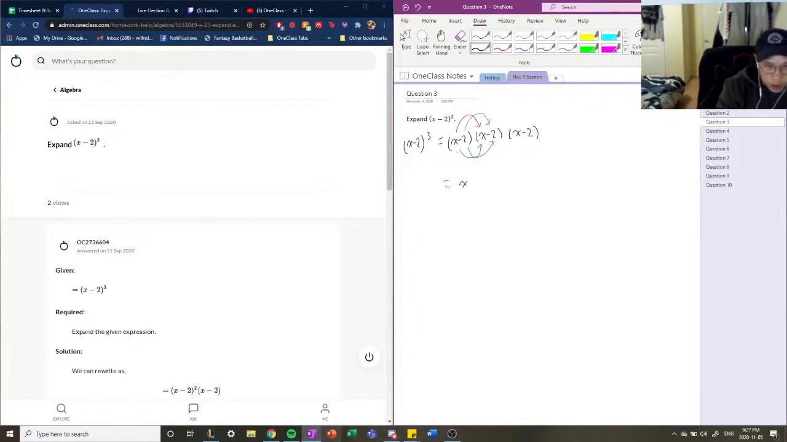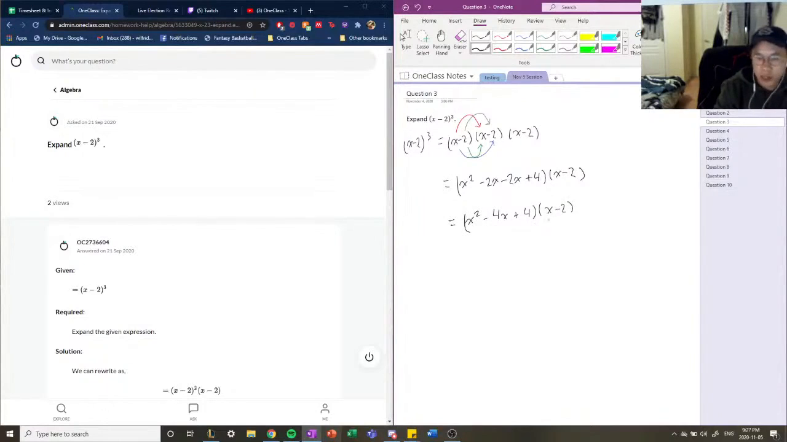So that equals, the first term is x times x, x squared. The outside terms is x times negative 2, which is negative 2x. The inside terms is negative 2 times x, which is negative 2x. And the last terms is negative 2 times negative 2, which is 4. Okay, cool. So we can simplify this further by writing x squared minus 4x plus 4 times x minus 2.